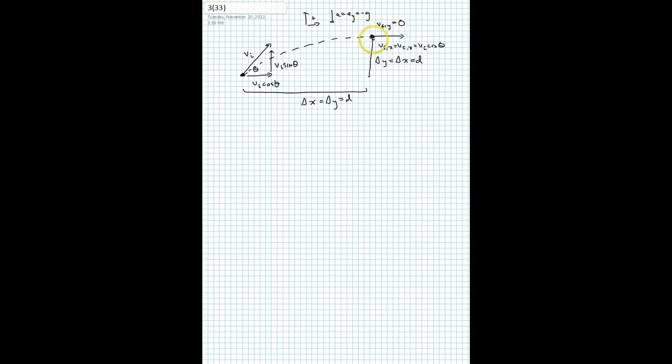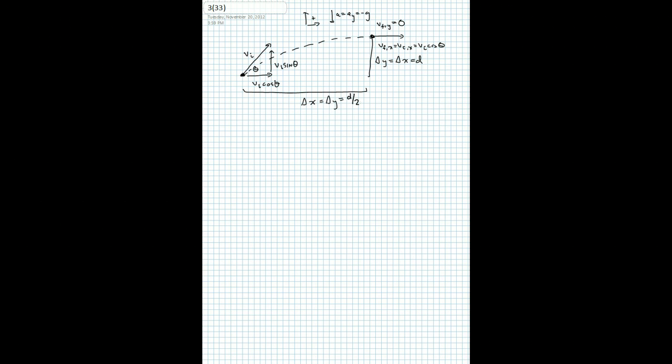Since we're looking at maximum height here, I'm stopping my drawing there. But it's important to know that that's not the range. This is only half the range. So if I call this delta y d, I'm going to call this delta x for this interval d over 2.